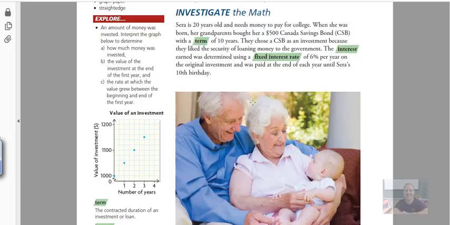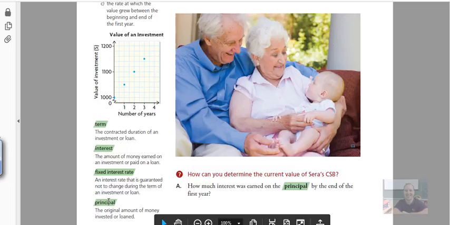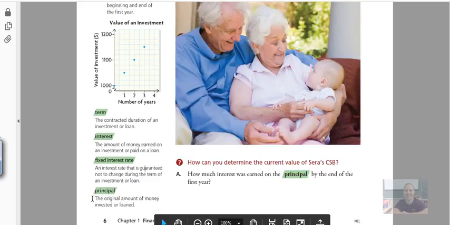Sarah's 10th birthday. So they're going to give the bond to these grandparents that are saving it for Sarah. They're going to give them 6% of the money that they put in. Okay? All right. So the principal is another thing here. How much money was earned on the principal? The principal is the original amount of money that's invested or loaned.